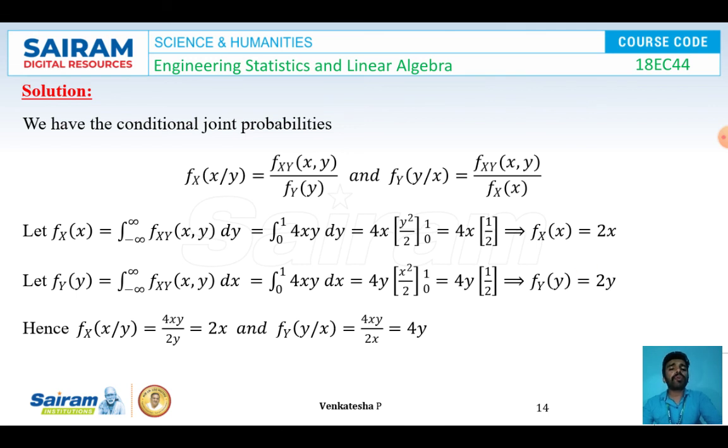Now I am going to replace these two values in this equation. So I got f_X(x|y) is equal to 4xy by 2y, which will be equal to 2x. And f_Y(y|x) is equal to 4xy by 2x, which will be equal to 2y. So hence I got the values of the conditional joint probabilities as 2x as well as 2y.